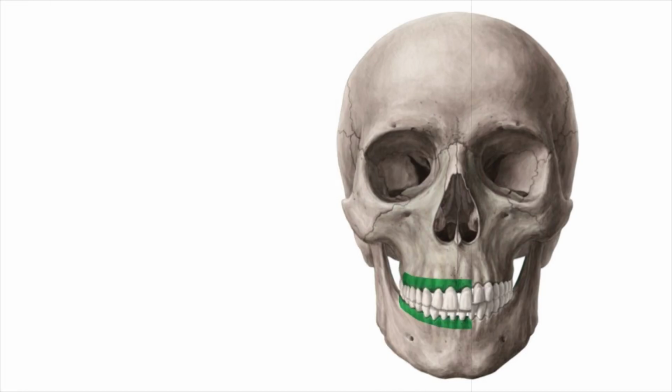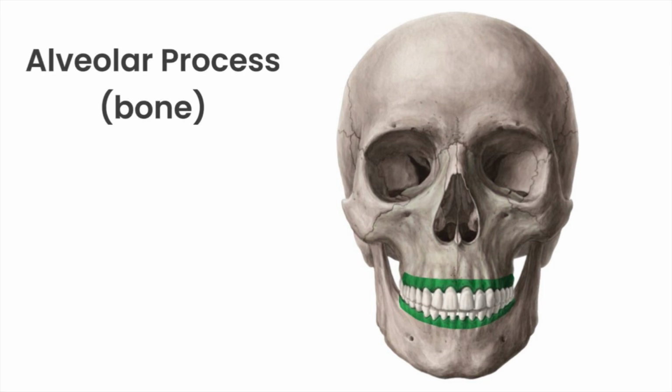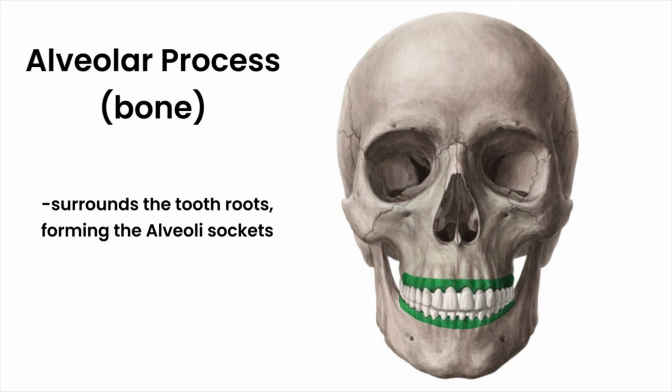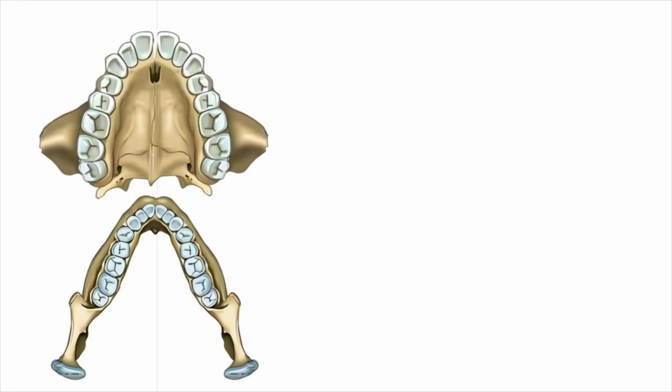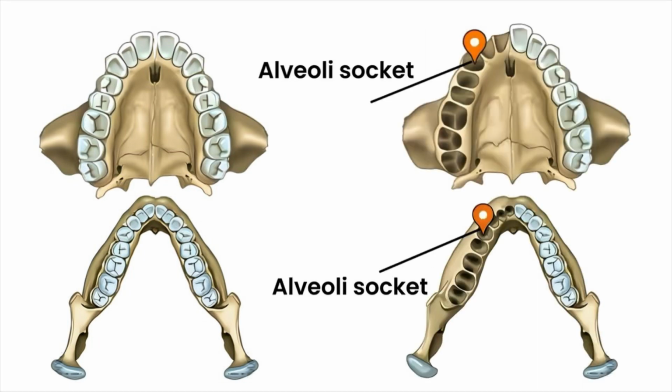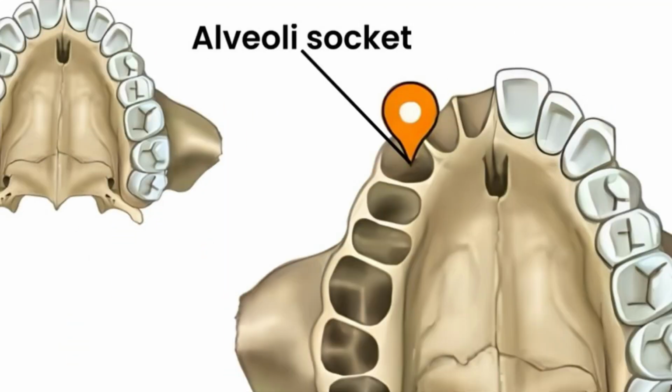The mandible and maxilla contain the alveolar process, or alveolar bone, which surrounds the tooth roots and forms the alveoli sockets that the root sits in. If you extract the tooth, you can see the perfect form in the bone where the tooth sits. These are called the alveoli sockets.